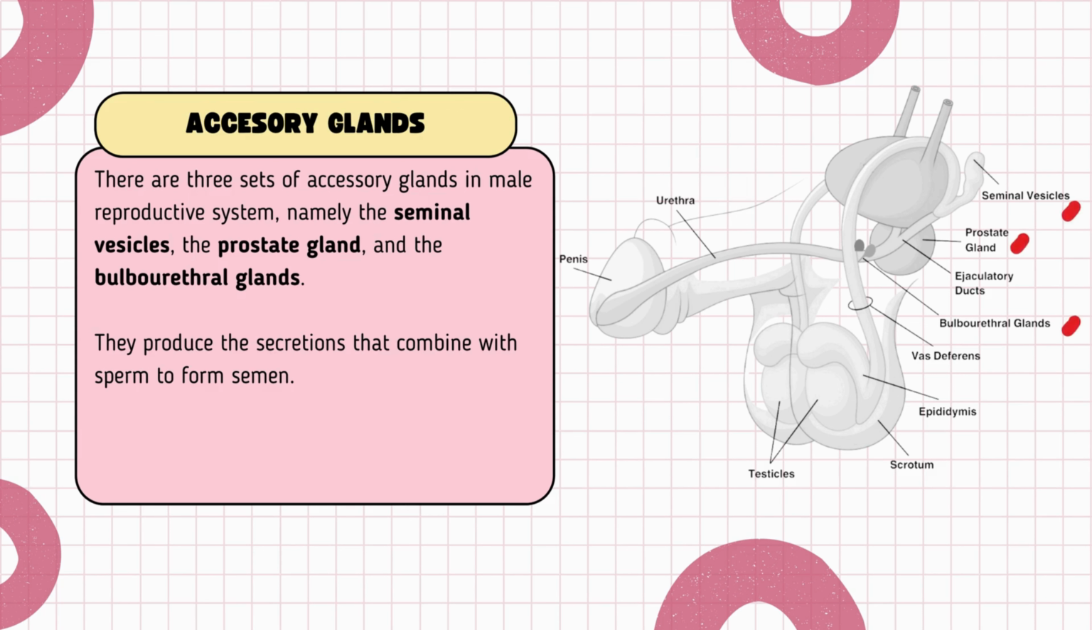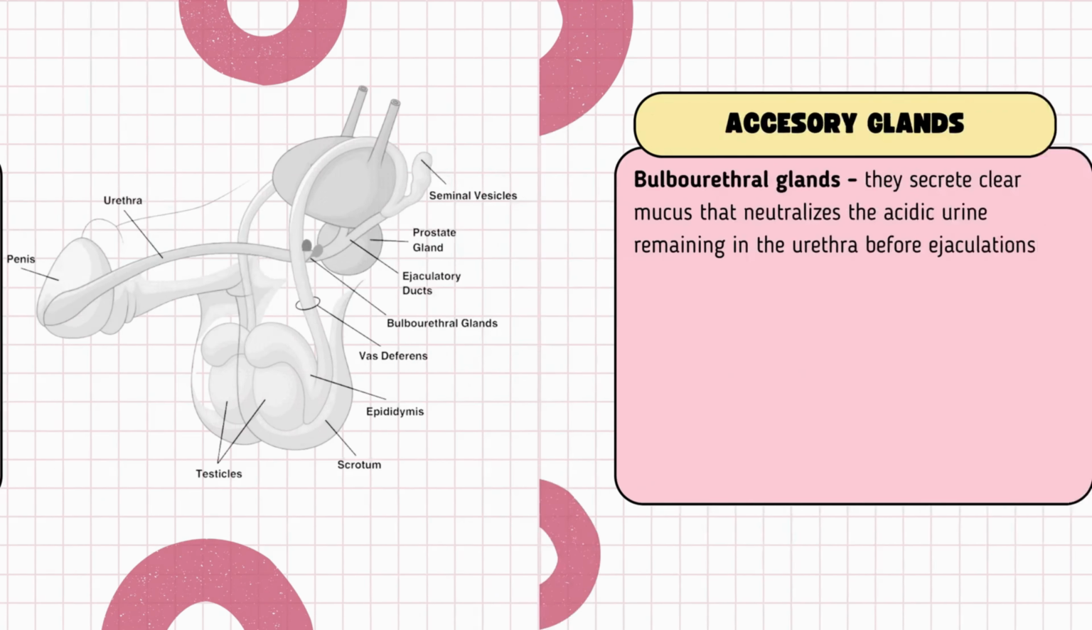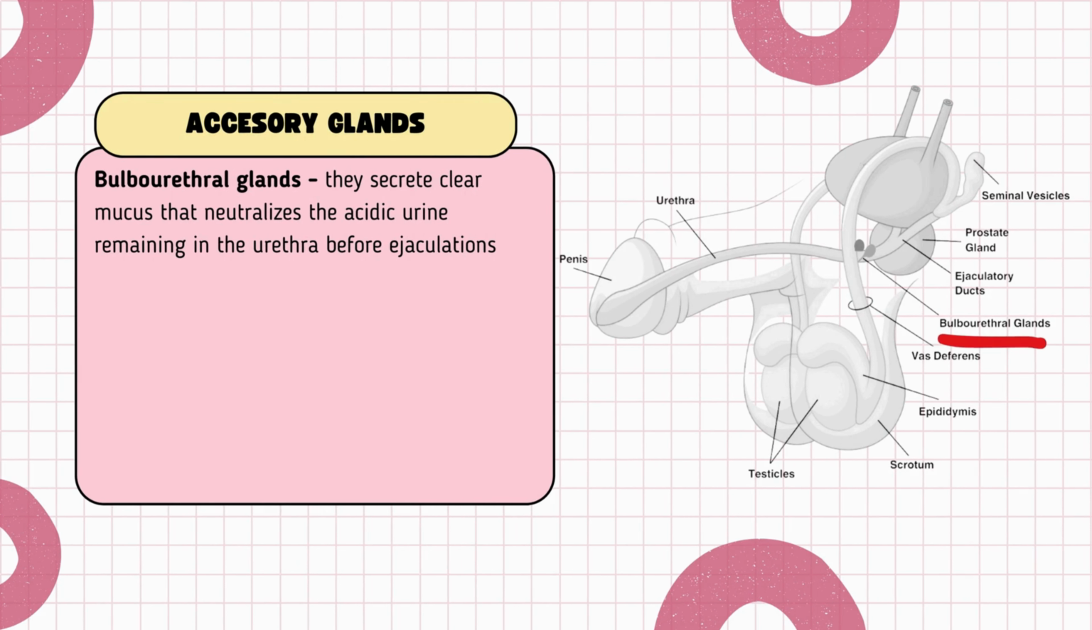There are 3 sets of accessory glands in the male reproductive system, namely the seminal vesicles, the prostate gland, and the bulbourethral glands. They produce the secretions that combine with sperm to form semen. The bulbourethral glands are a pair of small glands along the urethra below the prostate. Before ejaculation, they secrete clear mucus that neutralizes any acidic urine remaining in the urethra.